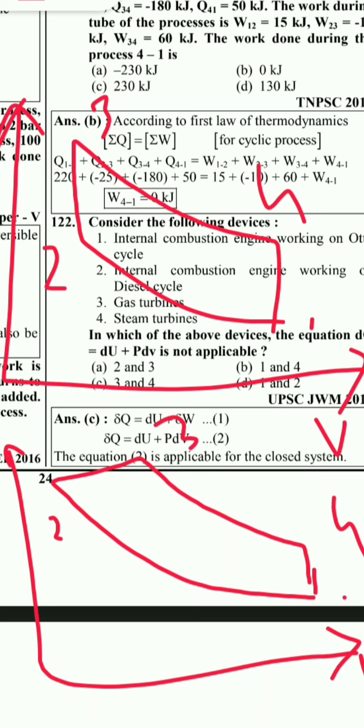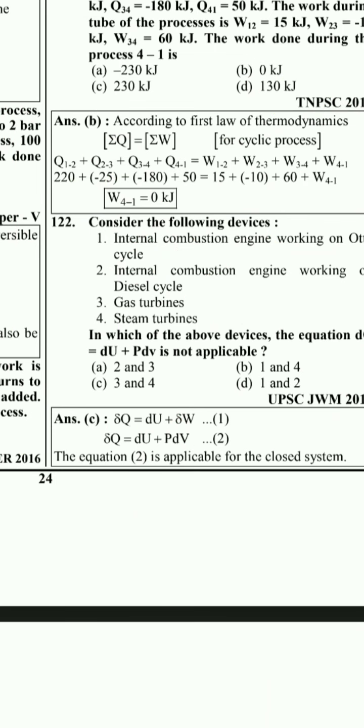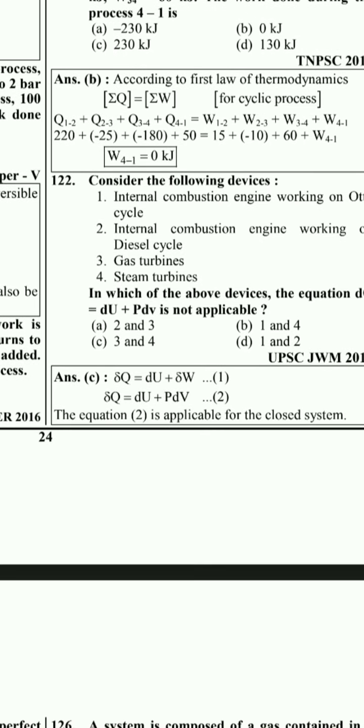Here, the area under the curve on a PV diagram will give the net work done, that is W net, for both cases. So this is all about the Otto cycle and diesel cycle. Otto cycle is also called a constant volume cycle, and diesel cycle is also called a constant pressure cycle, because heat addition takes place at constant volume in the Otto cycle and at constant pressure in the diesel cycle. So the equation del Q equals dU plus PdV is not applicable for gas turbines and steam turbines.